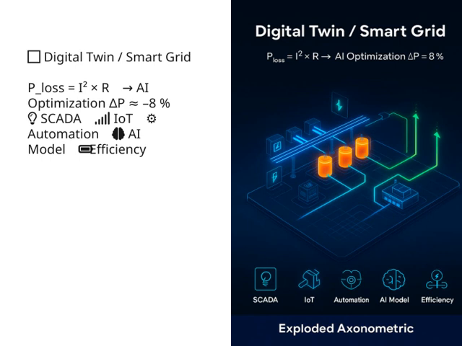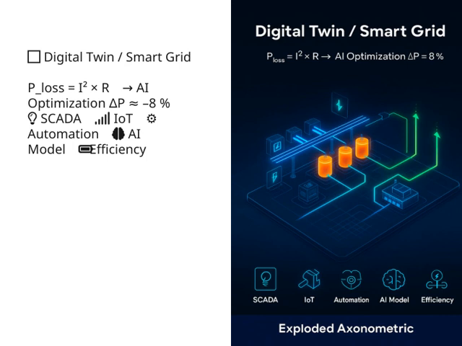Here, we see how the power loss, represented by P loss, is proportional to the square of the current I squared times the resistance R. By applying AI optimization, we can reduce this power loss by approximately 8%, which is quite significant for improving efficiency. This is where technologies like SCADA, or supervisory control and data acquisition, come into play, providing real-time monitoring and control.